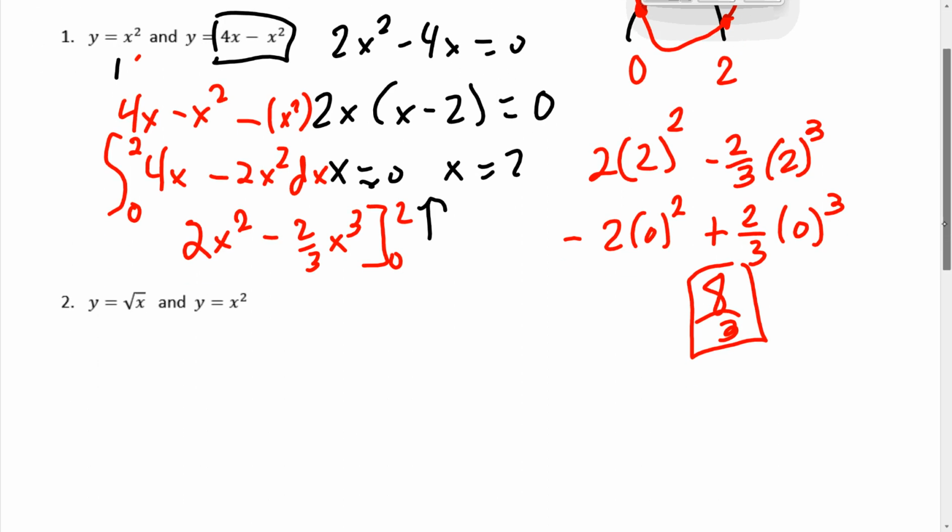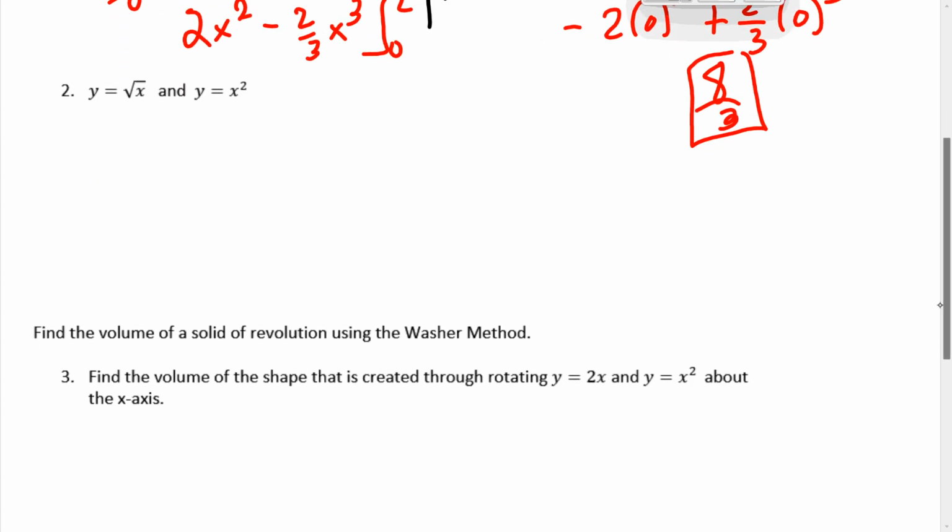Okay. Next part, same thing. Again, if I don't know which one is on top, right, this x squared, it looks like this. This square root, it looks like this. So they intersect here and here. So that means this one's on top. But if I don't know that, I can set them equal to each other.